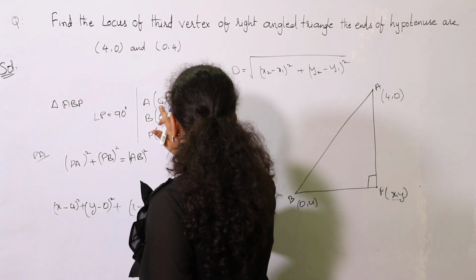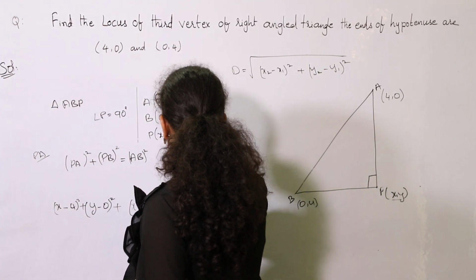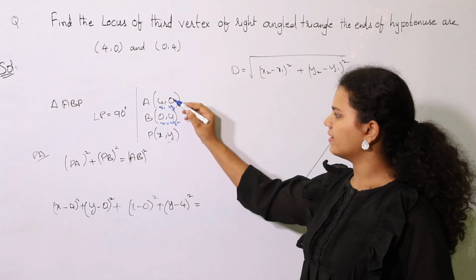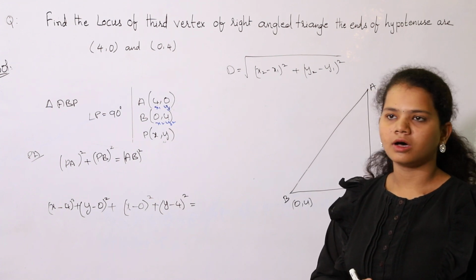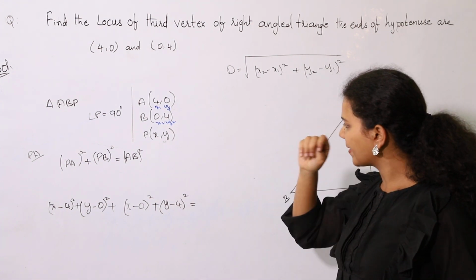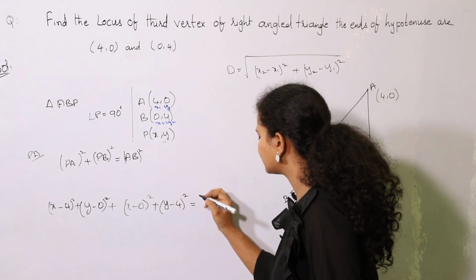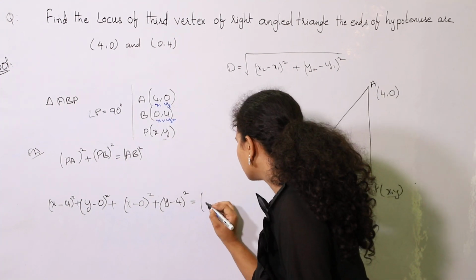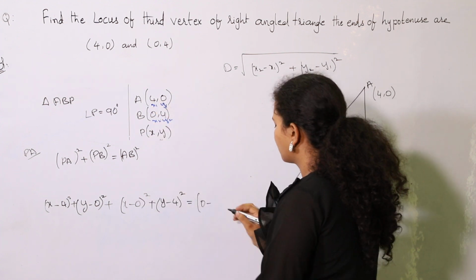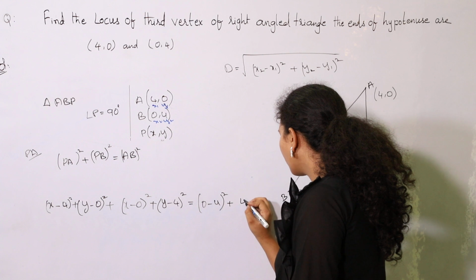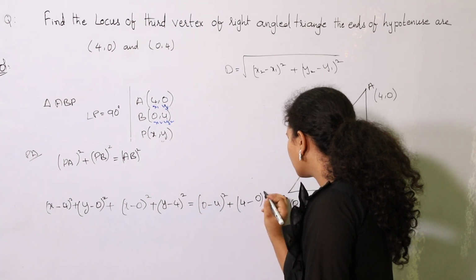I will show you with this other one. So let this be x1, y1, guys, and let this be x2, y2. So this is the x2, y2 value, this is the x1, y1 value. Here the x2 value is 0. So I would write x2 is 0 minus 4 whole square plus 4 minus 0 whole square.